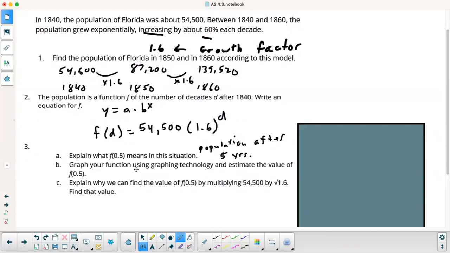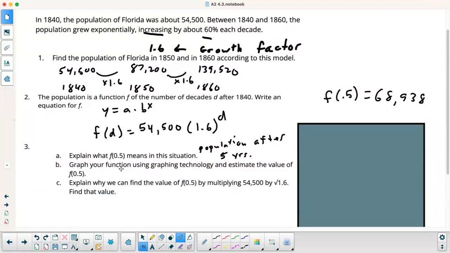All right. So we could plug it in now that I have the function. So maybe I'll come up here. f of 0.5 equals, so I'm going to plug in 0.5 for D. 54,500 times 1.6 to the 0.5 power. That gives me 68,938. So your population is 68,938 after 5 years.